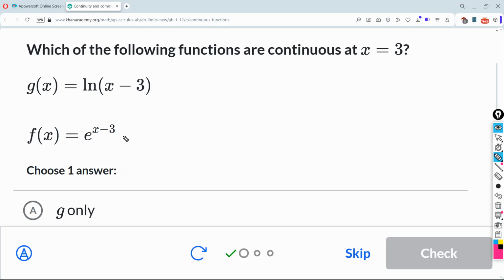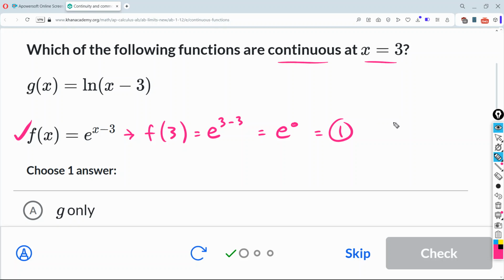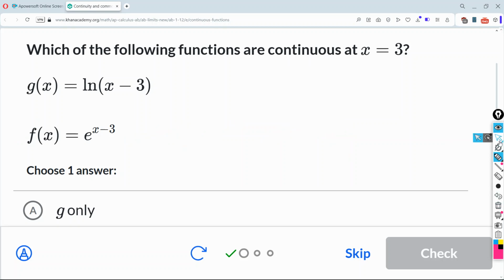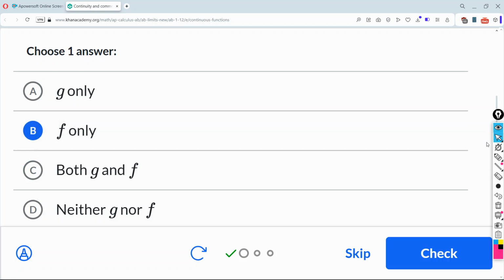Let's try f of 3. We're just going to plug in 3 in place of x. So that's going to be e to the 3 minus 3, which is just e to the 0, which of course equals 1. So this function is definitely defined at x equals 3. That means it's continuous at x equals 3. All you have to do is see if it's defined at that point. Really, any point would have worked here, but f is good and g is no good. So just f.